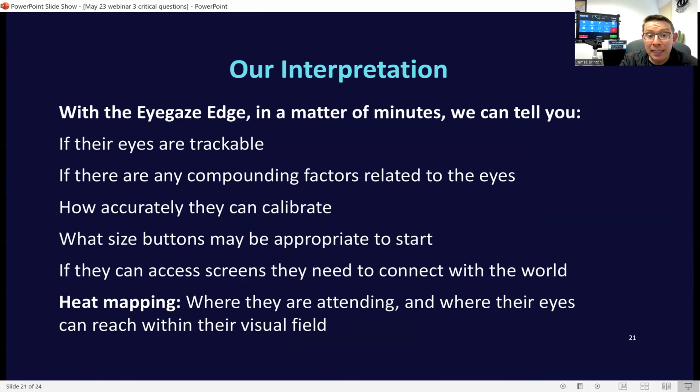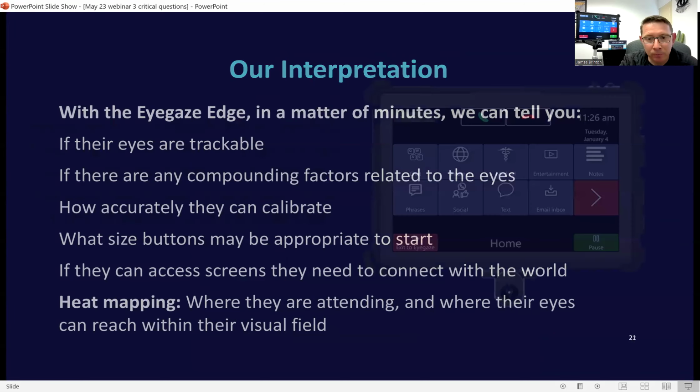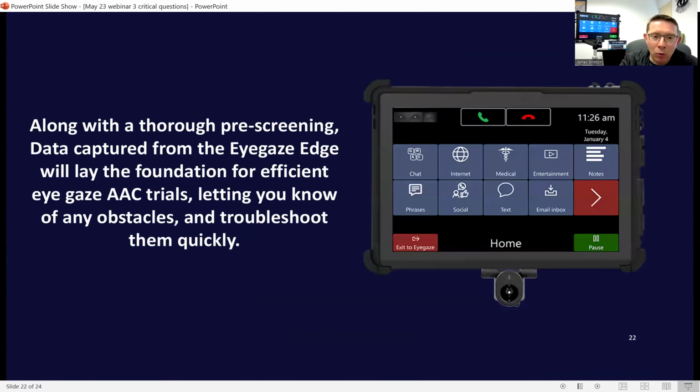And also we can turn on heat mapping so we can tell where they are attending and for how long, and where their eyes are able to reach within the visual field. So along with a thorough pre-screening, the data captured from the Eyegaze Edge will lay the foundation for an efficient Eyegaze AAC trial experience. It will let you know of any obstacles and help you troubleshoot them quickly.